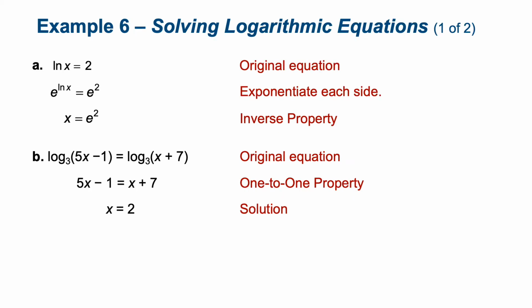All right, so let's say here your original equation is ln of x is equal to 2. If we exponentiate each side, you get e to the ln of x is equal to e squared, and that gives you x is equal to e squared. And then here, let's say you have log base 3 of the quantity 5x minus 1 is equal to log base 3 of x plus 7. By the one-to-one property, you can just let the arguments equal each other. So you get 5x minus 1 is equal to x plus 7. And then solving for x, you get 2.